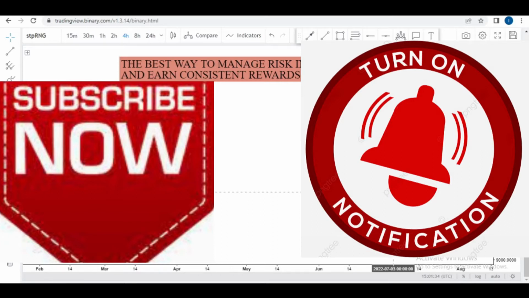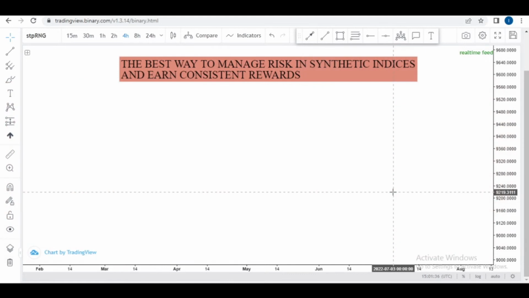Now back to business. In synthetic indices, if you trade synthetic indices, you will know that there is a disparity in the lot sizes that you are allowed to use across the synthetic pairs. As you know, we have different synthetic indices. We have the volatility 75, we have the volatility 100, we have the volatility 10 and volatility 25. We have the step index, and the list goes on and on.